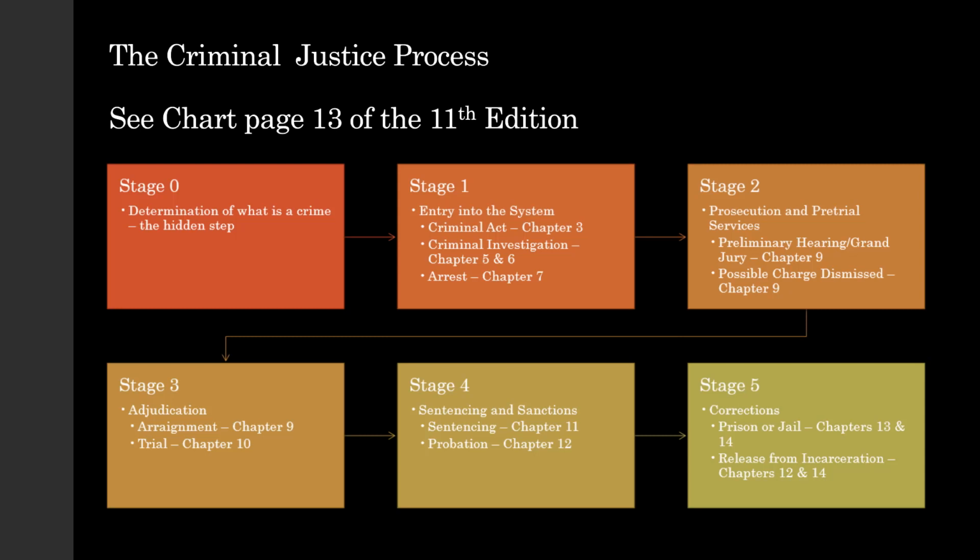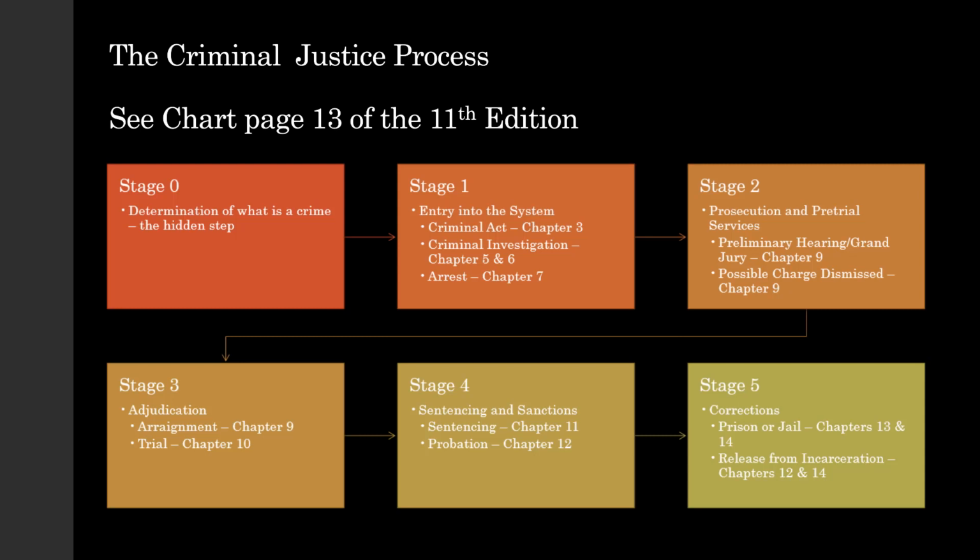Your chart is sometimes called a funnel, but you'll notice what happens here. And I kind of put in the chapters as I thought they really went. So we've got the first stage, which is a hidden step really: what's a crime? Then we go to stage 1. You enter into the system. There's got to be a criminal act. That's going to be chapter 3. There's going to be an investigation. And there's going to be an arrest.